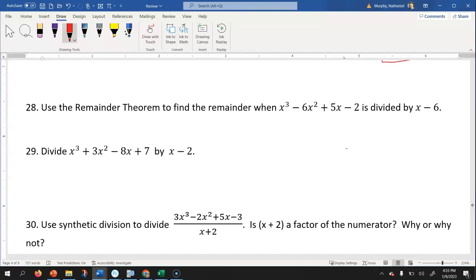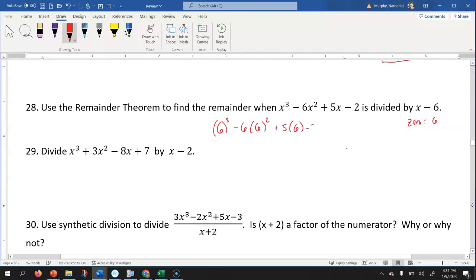The remainder theorem uses the 0 and plugs that in for x. The 0 here is 6 because 6 minus 6 is 0. So don't use negative 6. Use the 0. If you set that equal to 0 and solve it, you get 6. Or you can just clearly see 6 minus 6 is 0. So plug 6 in for x. And when you do that, you end up getting 28 as your answer. So that would be the remainder. So if you divided that polynomial by x minus 6, you would get 28 as a remainder.